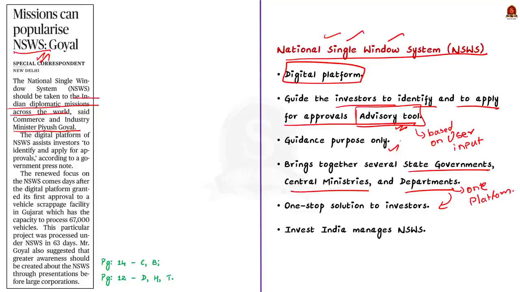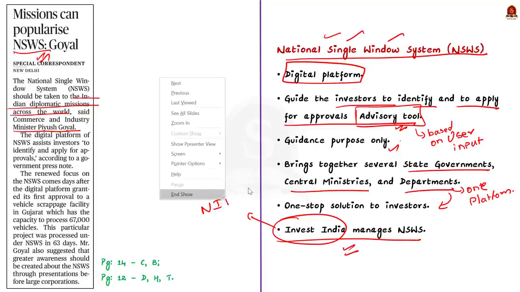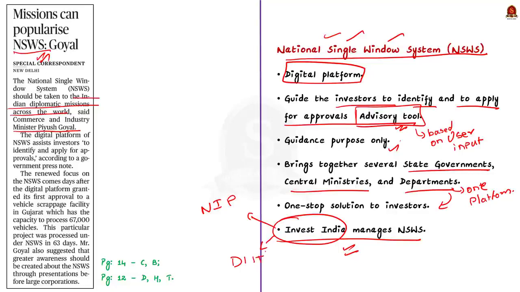See, Invest India manages the National Single Window System project. Note that Invest India is India's National Investment Promotion and Facilitation Agency working under the Department for Promotion of Industry and Internal Trade. Invest India is also involved in conceptualizing and designing the portal, onboarding of various ministries and states, maintaining the portal and monitoring the performance of the portal.